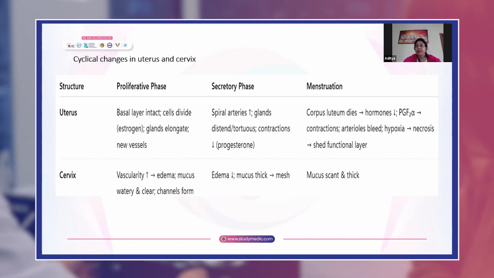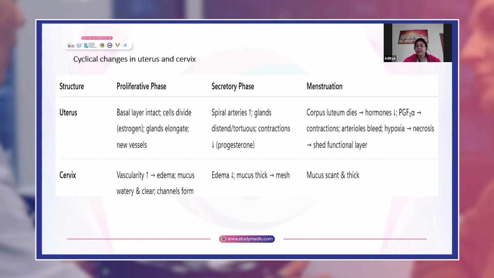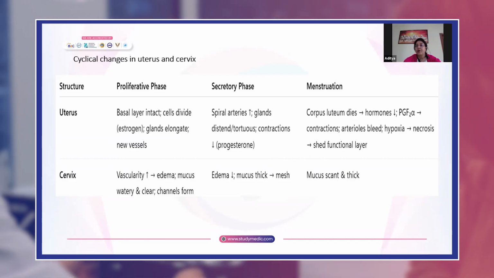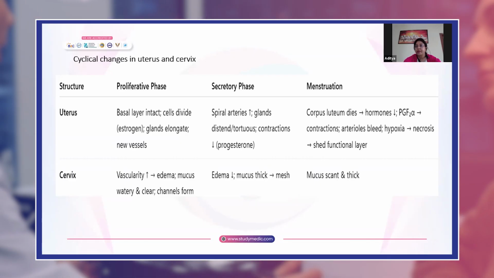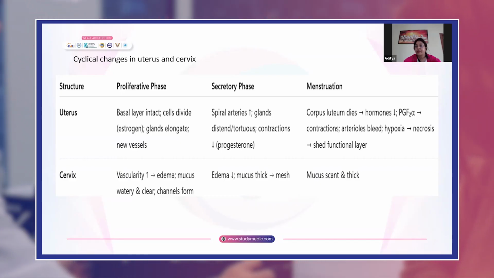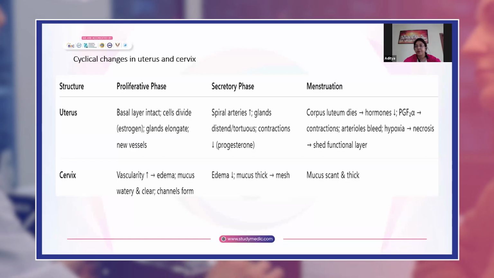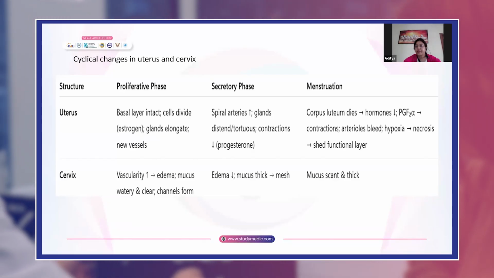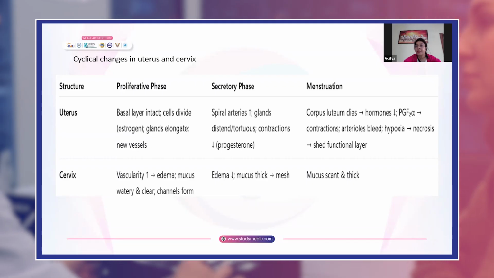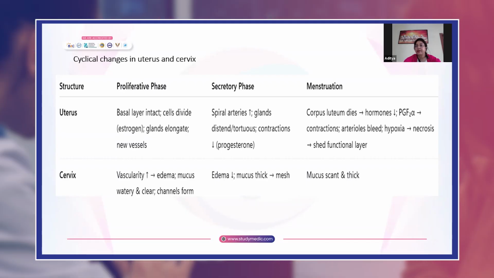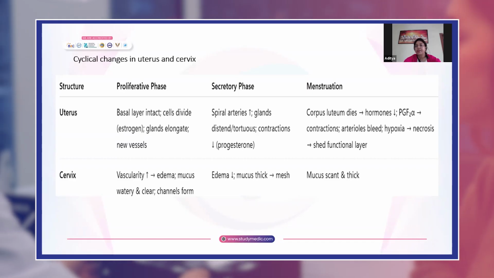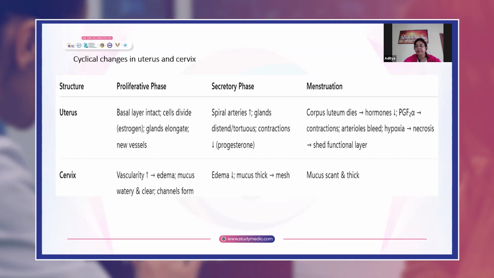Menstruation: there is a corpus luteum. If fertilization doesn't occur, the corpus luteum degenerates and all the hormones drop. There is a drop in progesterone, estrogen, and inhibin, and release of prostaglandin F2 alpha. This initiates myometrial contraction so that the arteries constrict, then later dilate and bleed. This results in hypoxia, necrosis, and shedding of the functional layer.